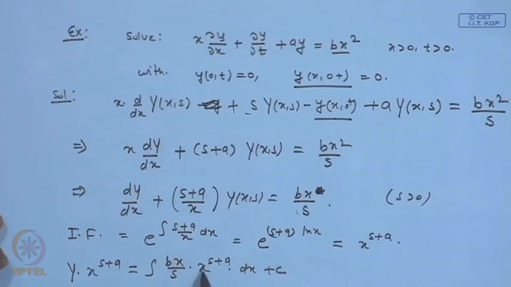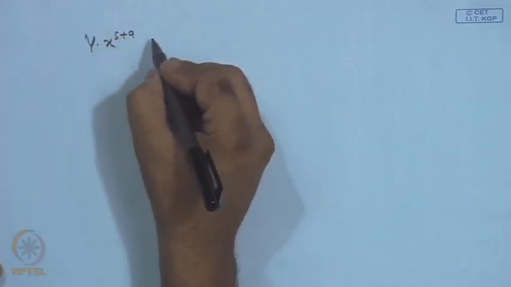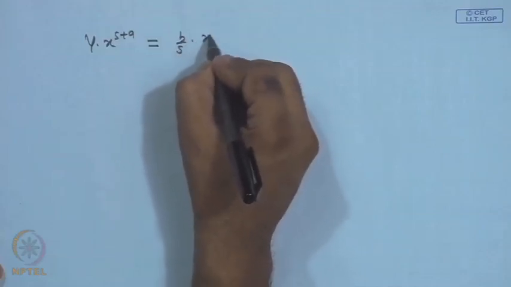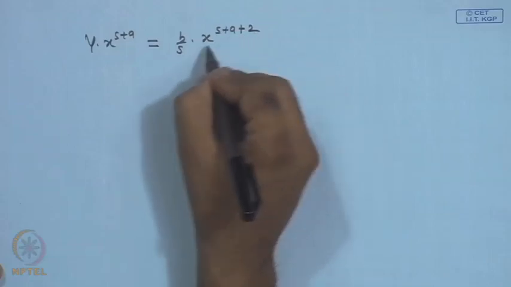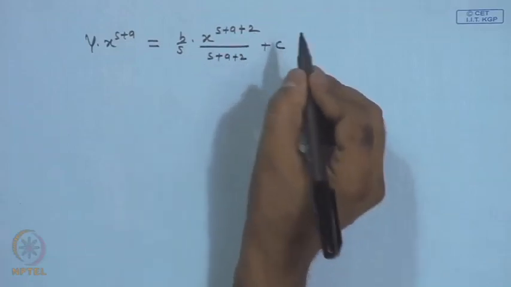So, here we have x to the power s plus a plus 1. So, we integrate this. So, we get y(x, s) plus a is b over s, and the integral will be s plus a plus 1 plus 1. So, 2, and then we have s plus a plus 2 and a constant.